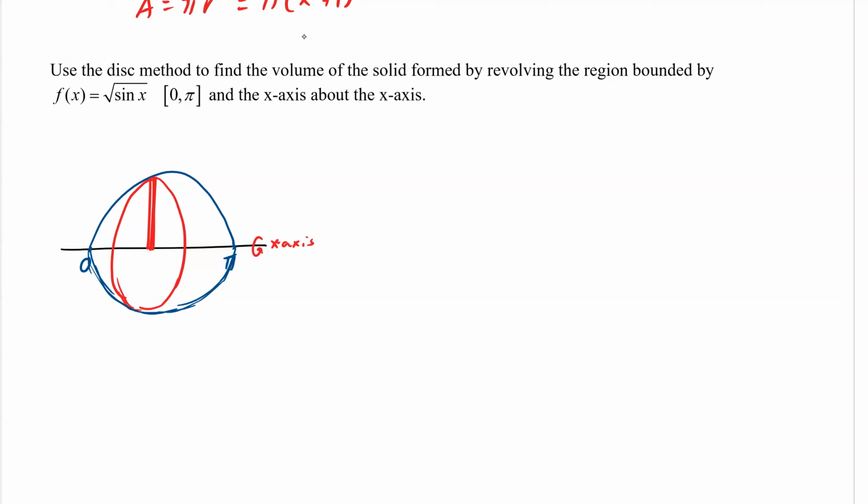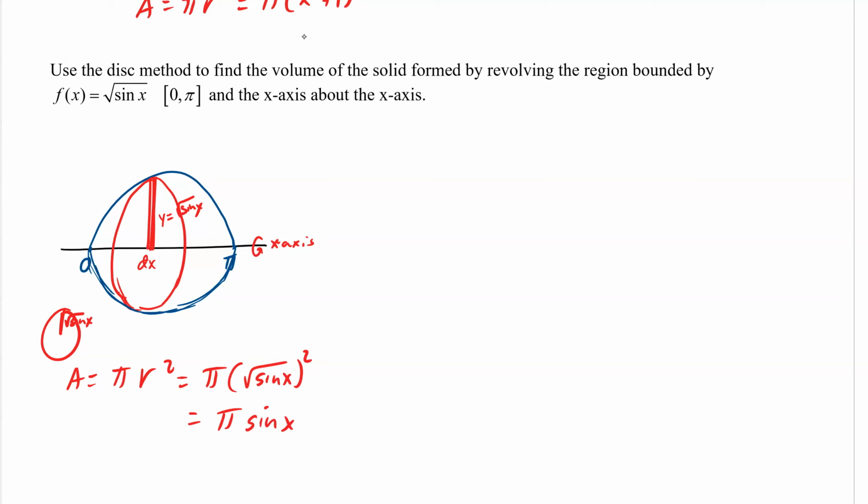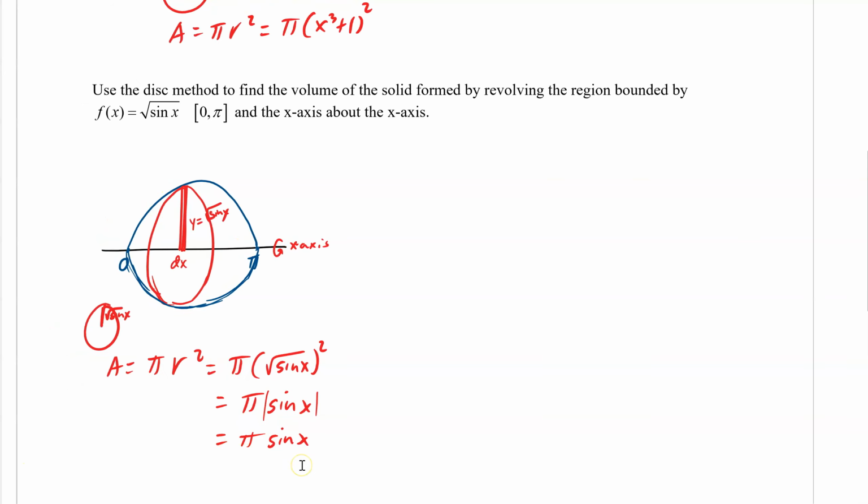So now we draw our circle, and again, this would be dx and y. You always want to label it. So our y here is the square root of sine x. So our area is pi r squared of that disk with a radius of the square root of sine x. So we plug that in, pi times the square root of sine x, squared. That cancels, giving us pi sine x. And so now we do the integral, and there's an absolute value around it as well because of that. But we're talking about positive values here from 0 to pi. So we can just use that pi sine x.